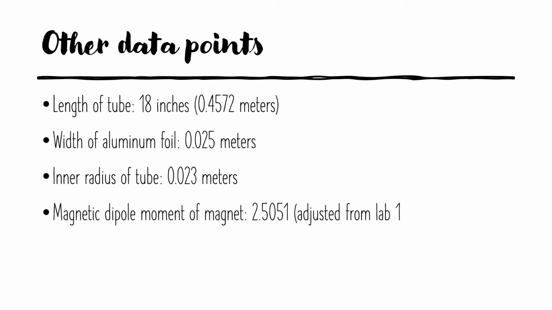Some other data points we needed for this include the length of the tube, which is about 18 inches in my case, or 0.4572 meters, the width of the aluminum foil, the inner radius of the tube, and the magnetic dipole moment, which was adjusted from lab 3 to be about 2.5.